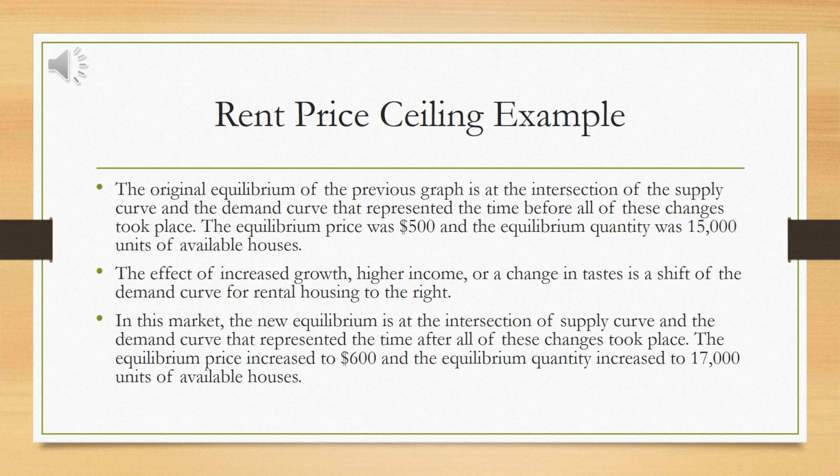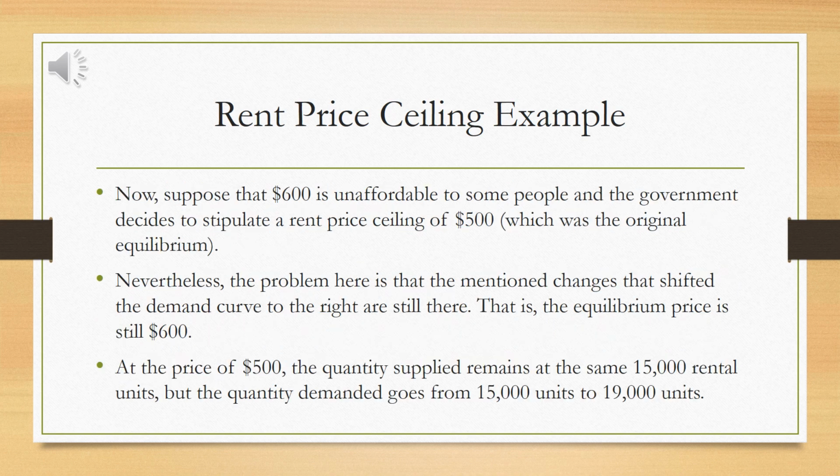In this market, the new equilibrium is at the intersection of the supply curve and the demand curve that represented the time after all of these changes took place. The equilibrium price increased to $600 and the equilibrium quantity increased to 17,000 units of available houses. Now, suppose that $600 is unaffordable to some people, and the government decides to stipulate a rent price ceiling of $500, which was the original equilibrium.